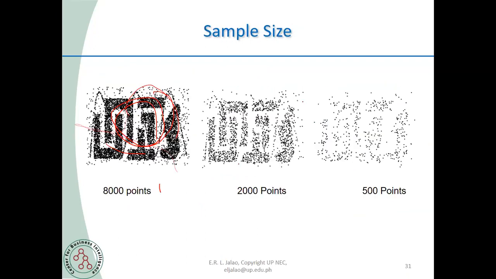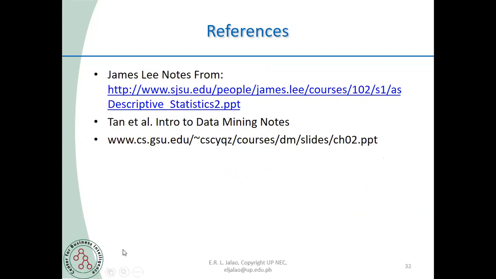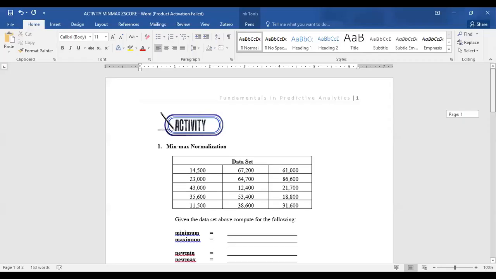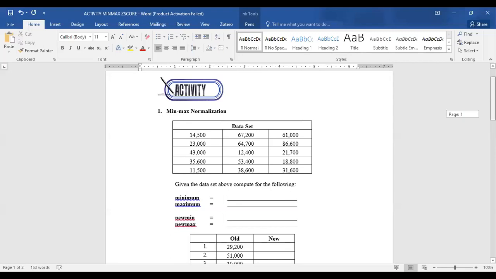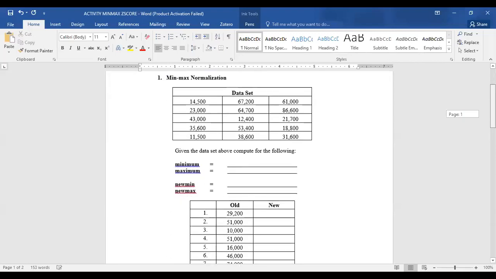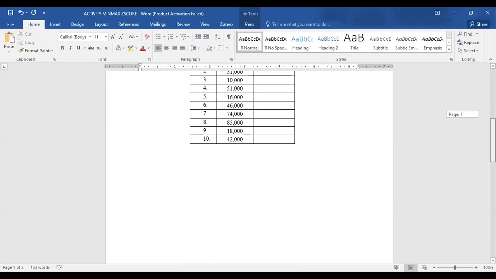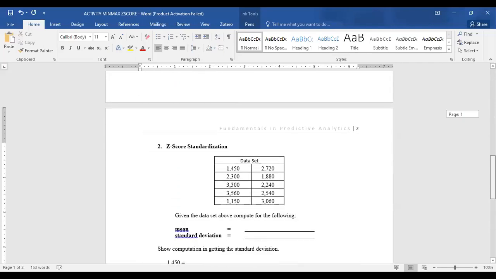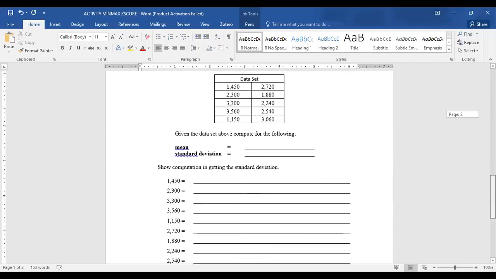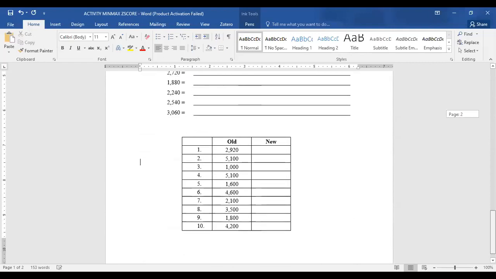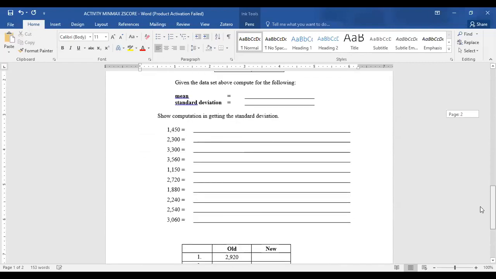So that's it for today, class. I will be giving you this assignment. Yung assignment natin will be this one, computing about min-max normalization. This will be your activity, for the min-max normalization and the z-score. So later on, class, I will upload it into our Google Classroom.